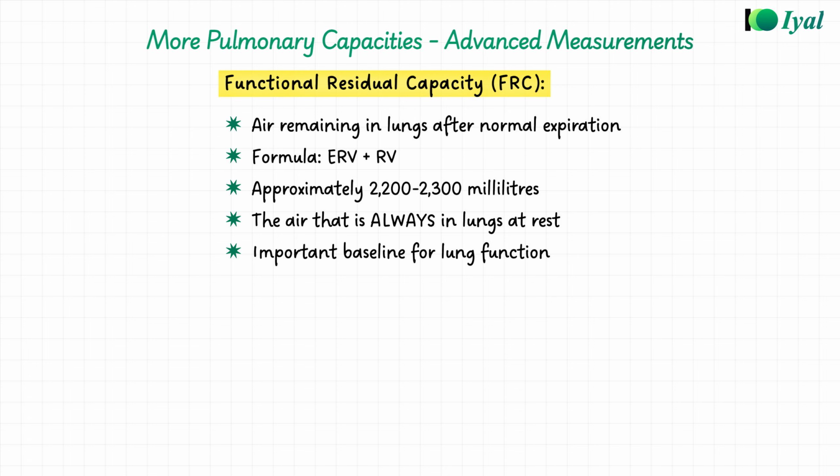This is approximately 2200 to 2300 milliliters. This is the amount of air that is always present in your lungs at rest. This air is important because it provides a buffer and dilutes incoming air, and it prevents oxygen concentration from dropping too much between breaths.